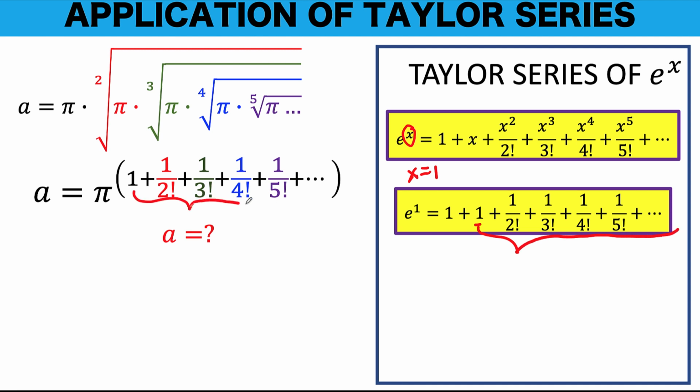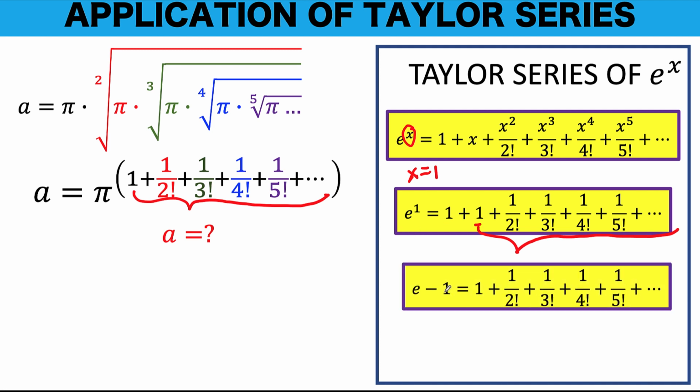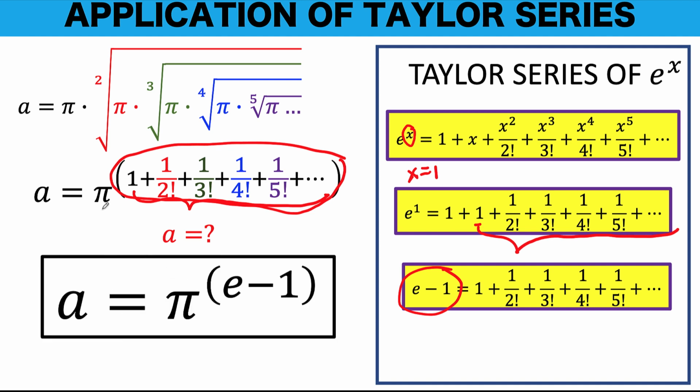And compare that with this exponent, starting with 1 plus 1 over 2 factorial, which is this, plus 1 over 3 factorial. And so, if we are going to subtract 1 from both sides of this equation here, we have e minus 1 equals this expression at the right, which is exactly our exponent here. And therefore, we now say that this exponent has a value of e minus 1. And therefore, we now say that A is equal to the base pi raised to e minus 1.